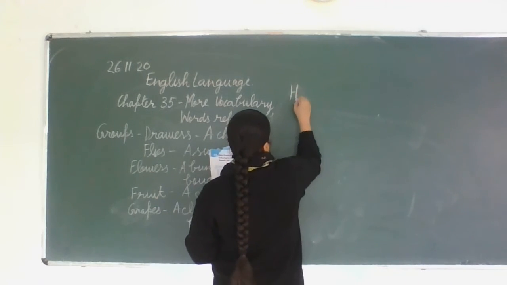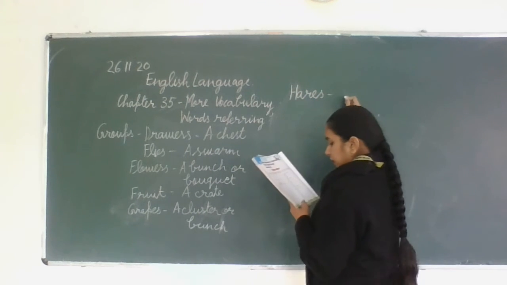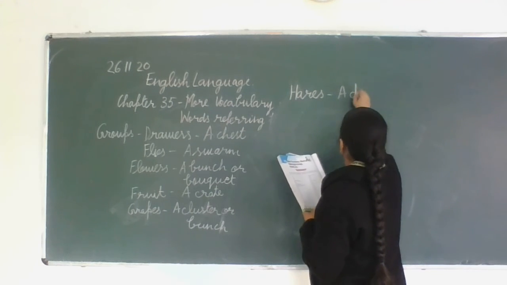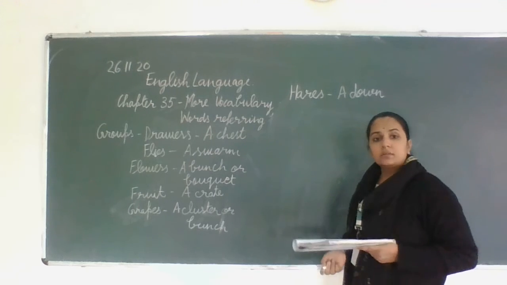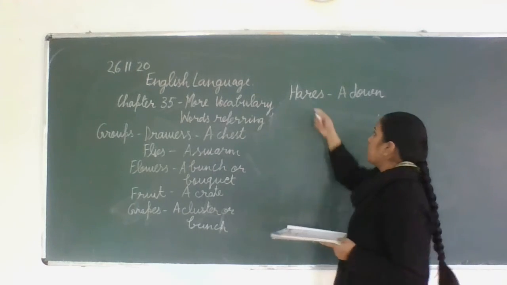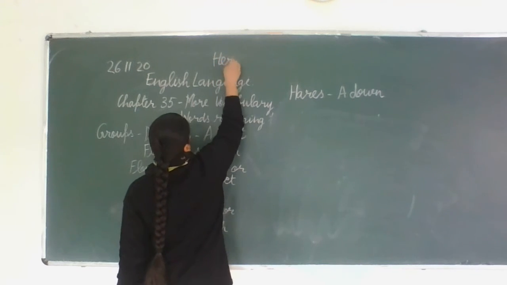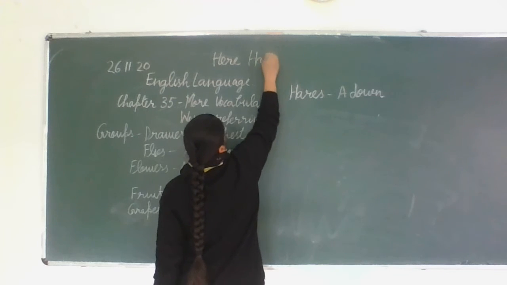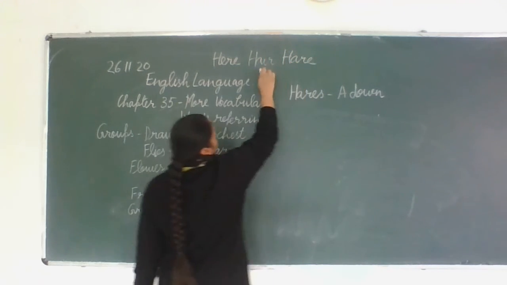Hairs. A group of hairs is known as a down. Now what does this hair mean? This means rabbit. For the hair, almost similar pronunciation, you have three words. This is hair, this is hair, and this is also hair.